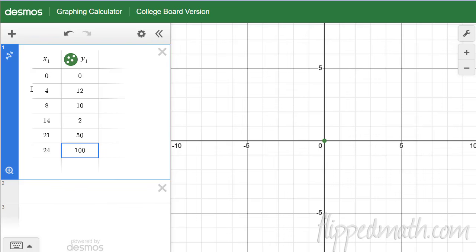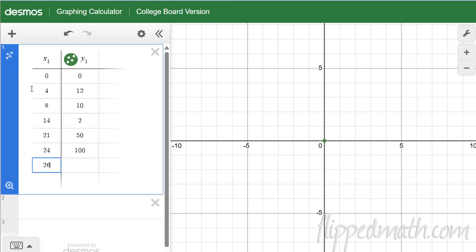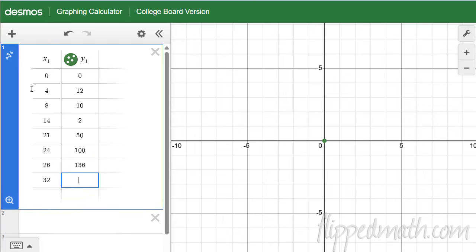We got 24 is $100 billion. And 26 is 136 billion. Last one here. 32 years later, $256 billion. Oh my gosh, that's a lot of money. So check it out. Here's the graph over here. Not real exciting because I'm only looking at the origin here and within 10.